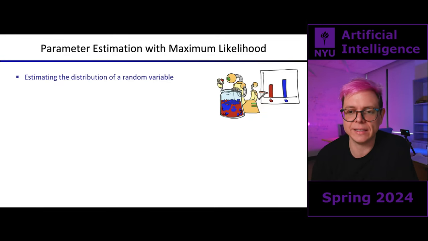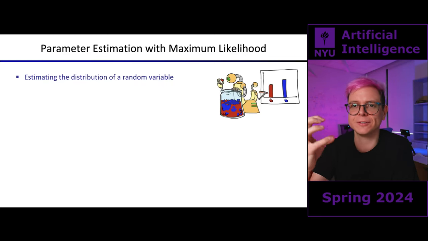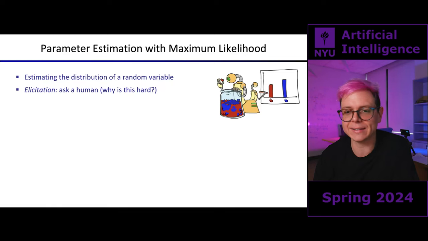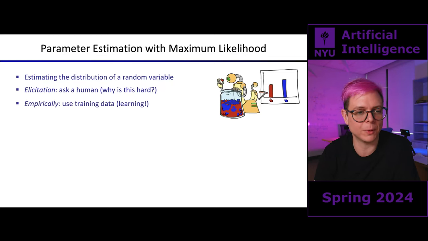Okay, let's start easy with a simple case where we are picking candies from a bag, or balls from an urn, like Ernie said in the last part of the semester. But we like candies more, I think. Elicitation: basically, we can ask a human, what is this magic number? Why is it hard? I don't know how a human can come up with this number. Otherwise, we have a more principled way, which is going to be empirical. We just use the training data.